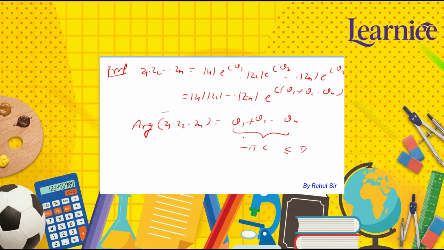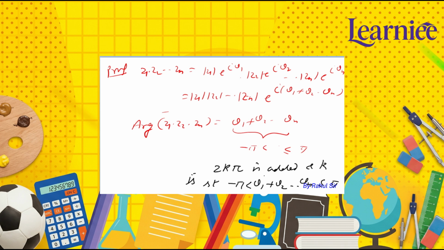Now, to make this particular value, theta 1 plus theta 2 up to theta n, lie between minus pi and pi, we have to add something. In this case 2k pi is added, where k is such that theta 1 plus theta 2 up to theta n lies between minus pi and pi.